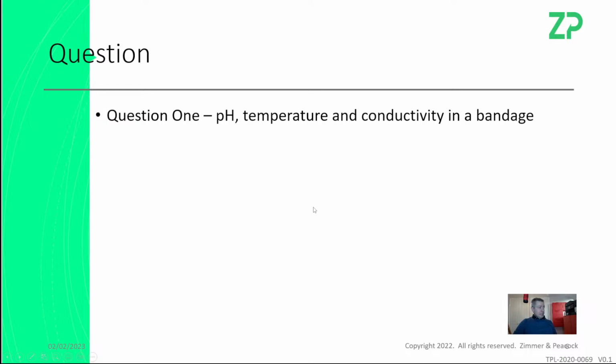the measurement of chili. But anyway, question number 1, somebody wants to measure pH, temperature, and conductivity in bandages. So ZP adds most value when it comes to conductivity and pH. Anyone can monitor temperature. So the value we add really is around the pH and conductivity.